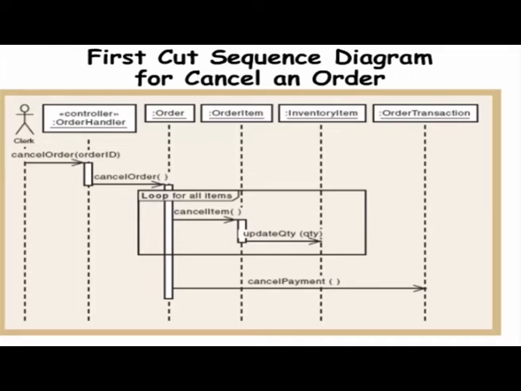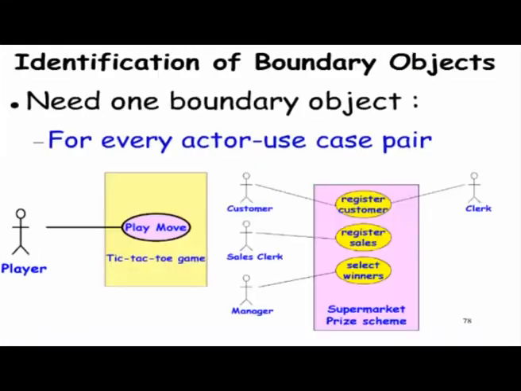This is the sequence diagram. Once we have the domain model, we write the classes of the domain model and then draw the sequence diagram, and then the method names appear in the classes identified in the domain model. But what about boundary objects? How do we identify them given a problem description?